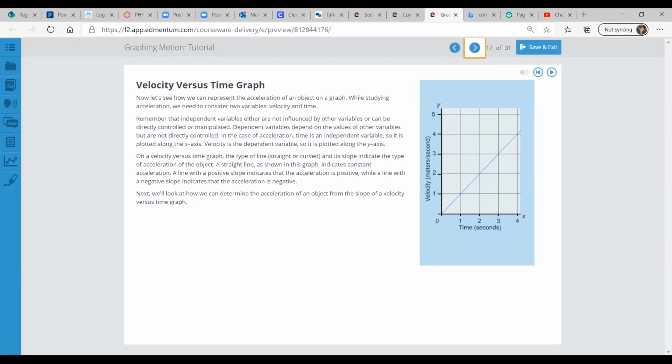The velocity versus time graph. Now let's see how we can represent the acceleration of an object. So if you plot the velocity on the y-axis and time on the x-axis, that slope equals the acceleration. Change in velocity divided by the change in time gives you the slope. So the independent variable would be the x-axis, the time, and the dependent variable on the y-axis, velocity.